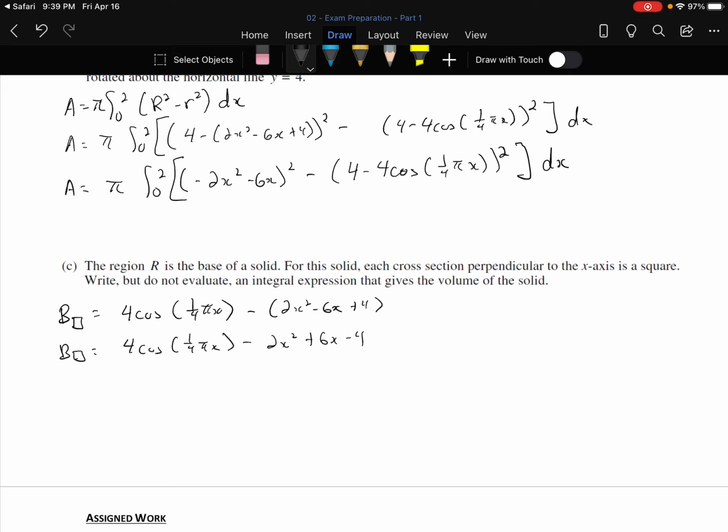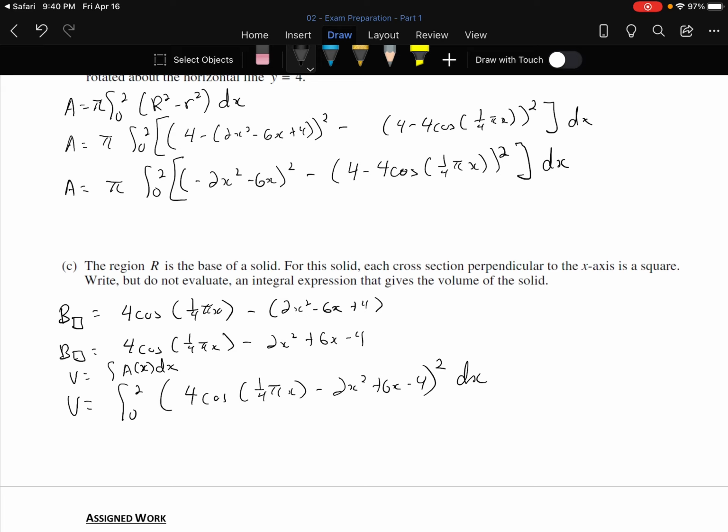So if I want to find the volume of that, I want to add up all those squares, I'd be going volume equals integral from 0 to 2, this base of the square, which is 4 cos 1/4 pi x minus 2x squared plus 6x minus 4, and that's all going to be squared because it's the base of a square. So the area of that square every time would be the base squared. The volume of these shapes is always integral of area dx, and that's always what you're doing to find these volumes, is finding the integral of the area across the dx's.